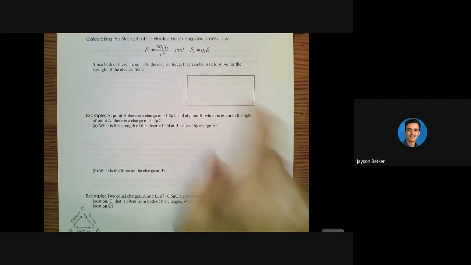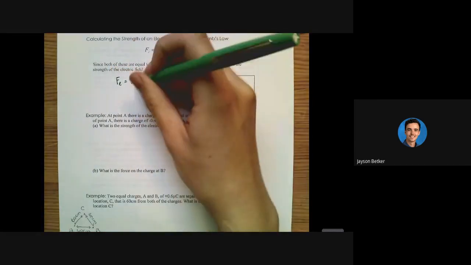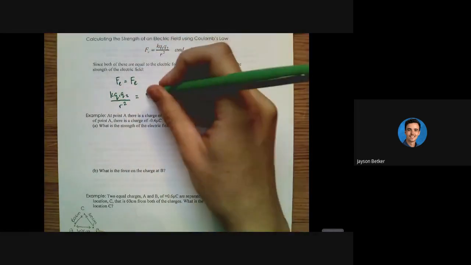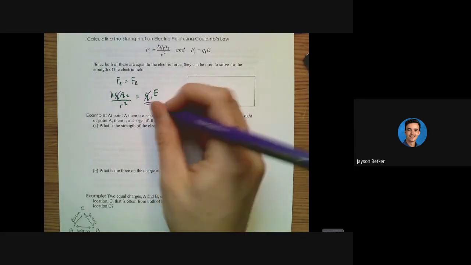Now, since both of these are equal to the electric force, they can be used to solve for the strength of the electric field. I can set Fe equal to Fe, which goes without saying. But then I replace one Fe with kQ1Q2 over r squared, and I replace the other Fe with Q1 times E. And all of a sudden, I'm getting a cancellation of my Q1s. Those are the test charges. Just so you know, these right here are the test charges. I'll write it down at the bottom right corner here.